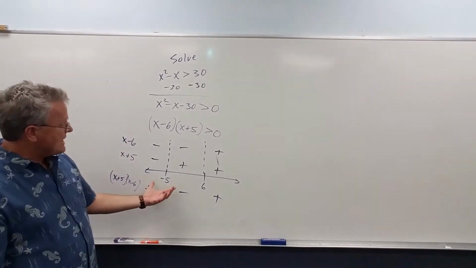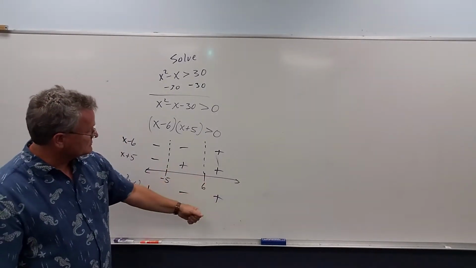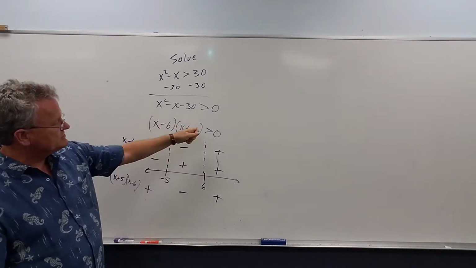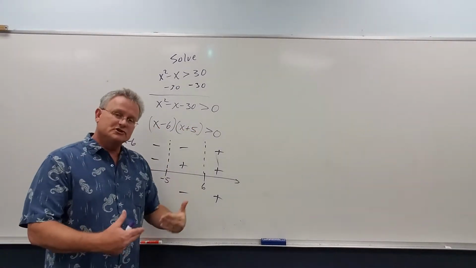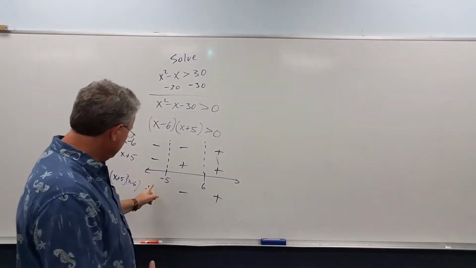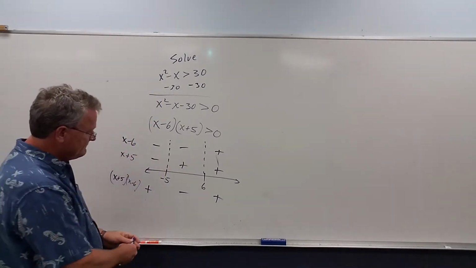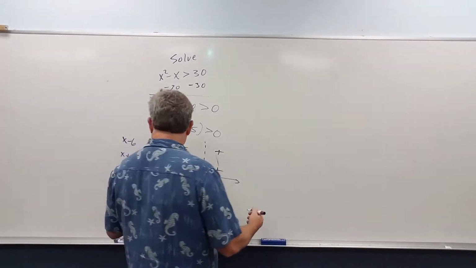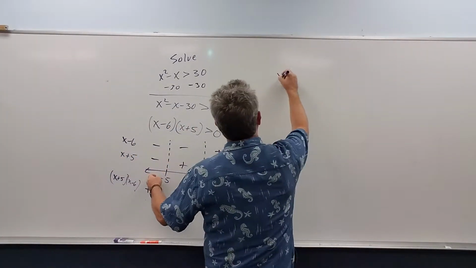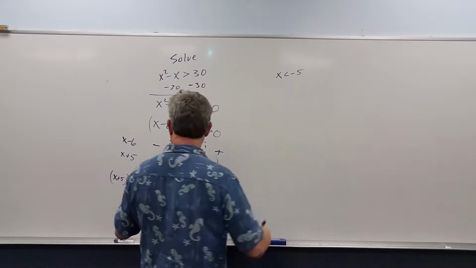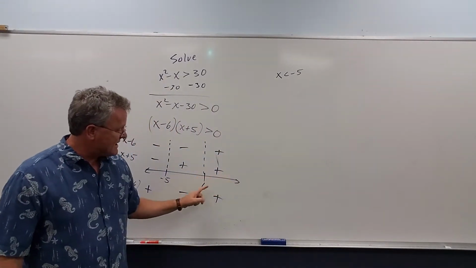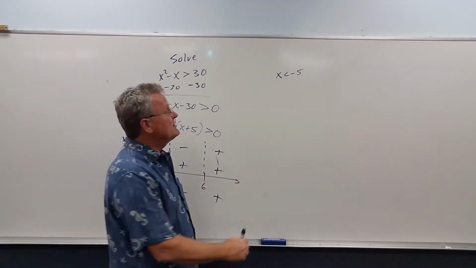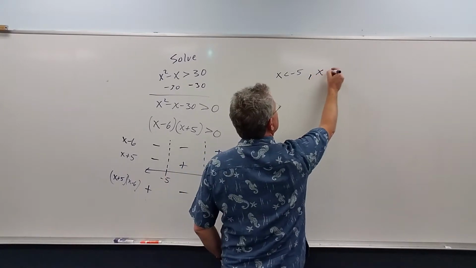All right, so now we just look at our three intervals and figure out on which intervals it is greater than 0. Which intervals is it positive? It's positive down here, and it's positive up here. So how do we write that? Well, down here, those are all the x values that are less than negative 5. And it's positive for all x values bigger than 6.